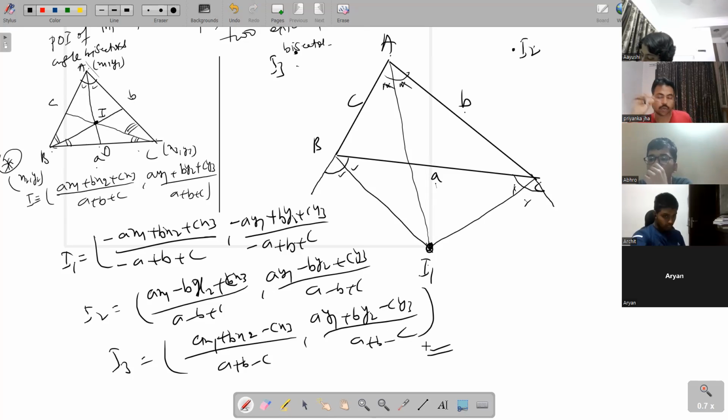In the next class, we'll talk about locus and polar form and slope of line. And then this chapter will be finished.